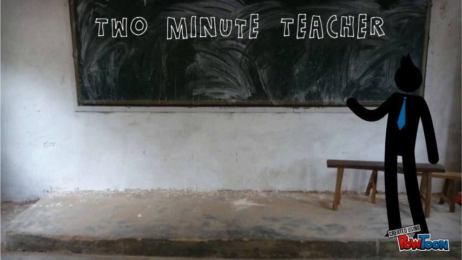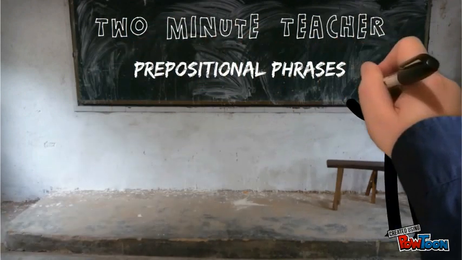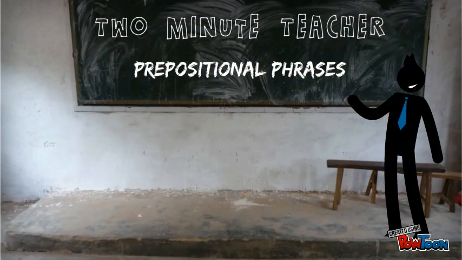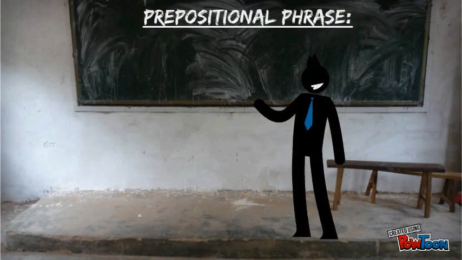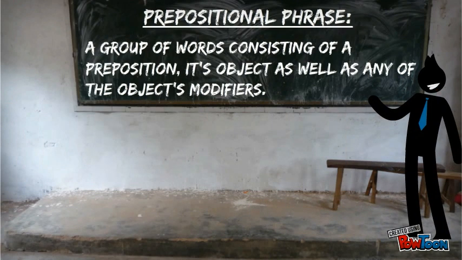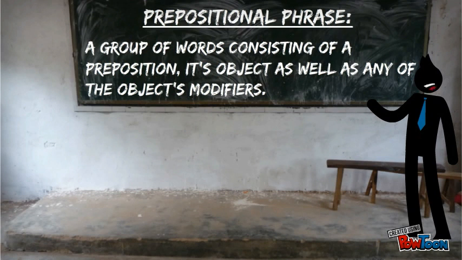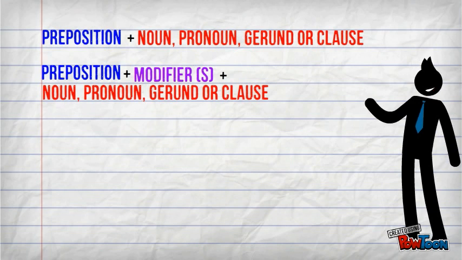In today's lesson, you'll learn about prepositional phrases. This lesson will go a little bit over 2 minutes. A prepositional phrase is a group of words consisting of a preposition, its object, as well as any of the object's modifiers. These are the two basic patterns for a prepositional phrase.